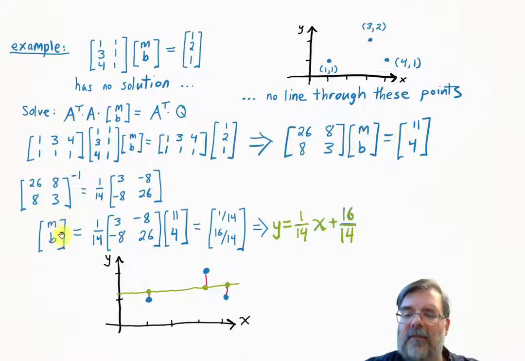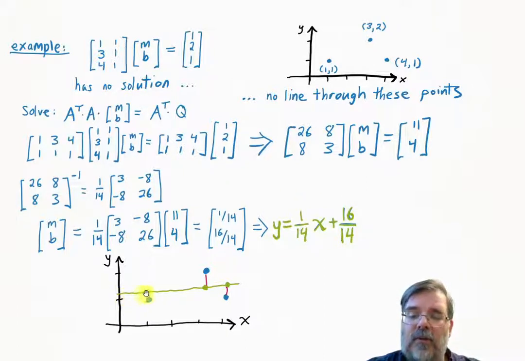But to calculate the values of m and b, we just multiply this vector times the inverse matrix. When you're done, you get 1/14 and 16/14. So 1/14 is your m, that's the slope of your line, so it's just sloping up just a teeny bit. And 16/14, that's your b value, that's your intercept. So this is the equation of the line of best fit.